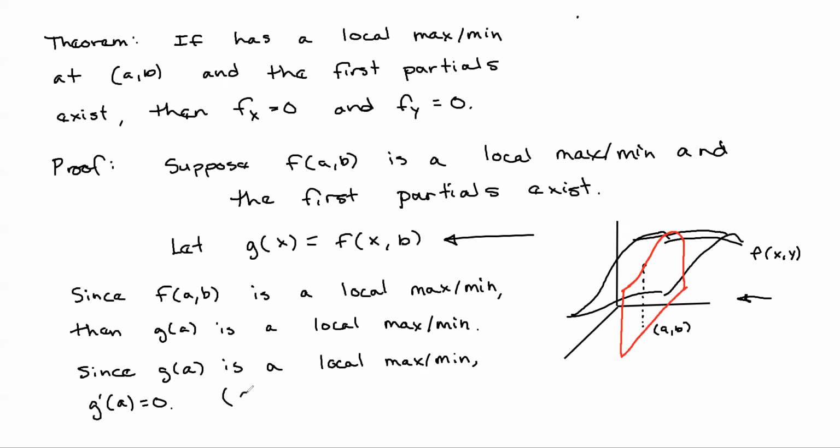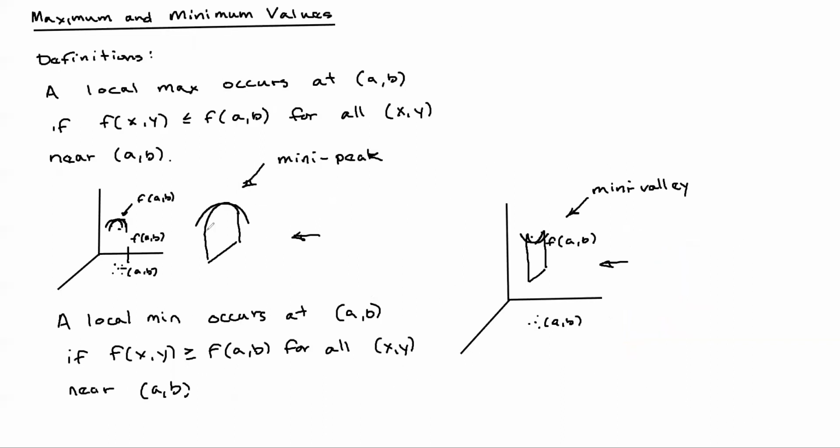So this is a Calc 1 result. It comes from a Calc 1 theorem, so you could go back and look at that if you're interested. But it just says, if we have a shape that looks like this or looks like this, then the derivative has to be 0. So we have to have a flat top, and a flat bottom there. The slope of the tangent line at the top is going to be 0.